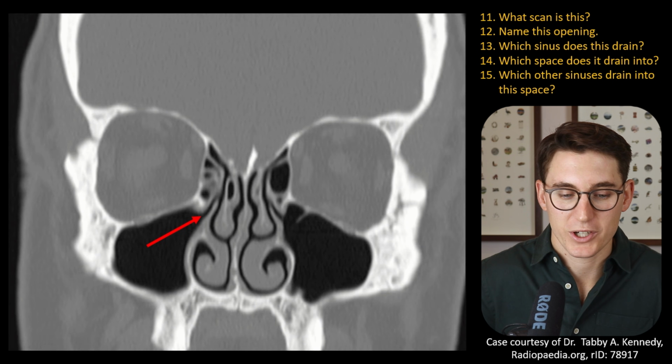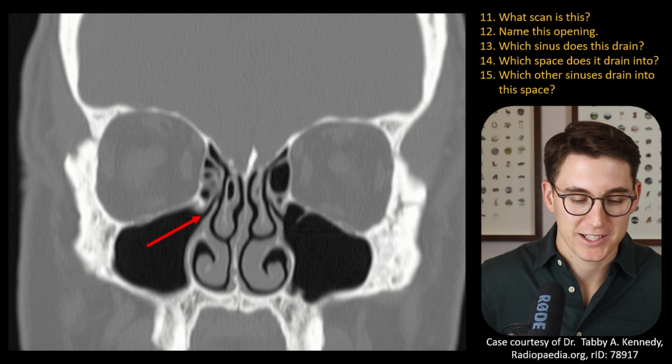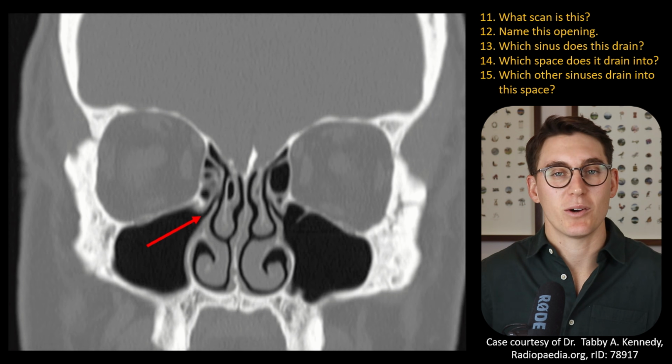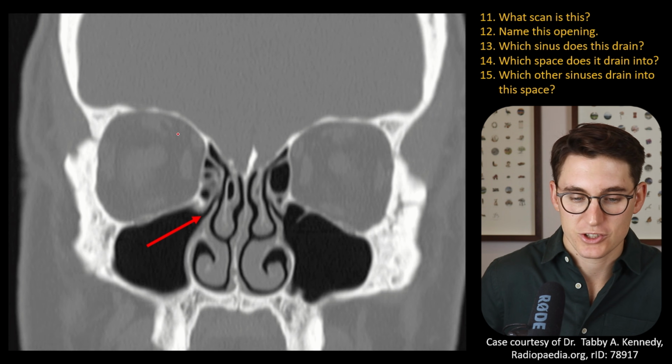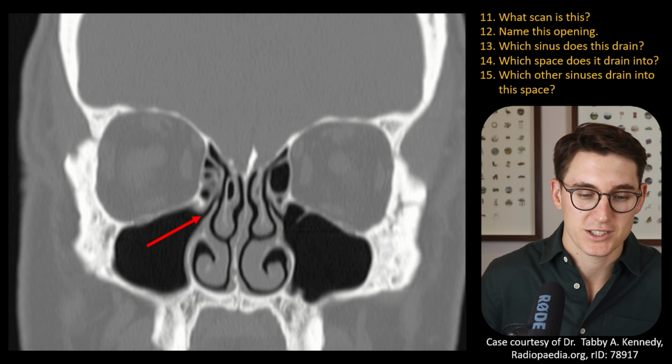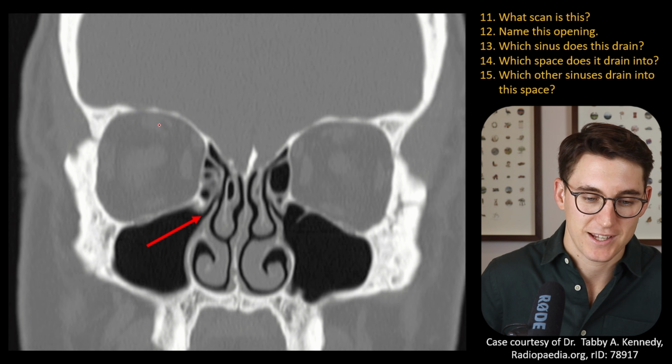Now we're going to move on to question 11. This slice comes from our paranasal sinus video, and we asked to identify what type of scan it is. Again, we've got a coronal slice scan, no soft tissue detail. We've got our bone windowed. So this is a coronal CT bone windowed of the face and head.